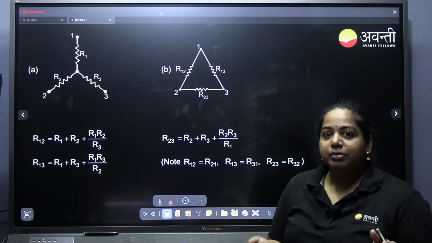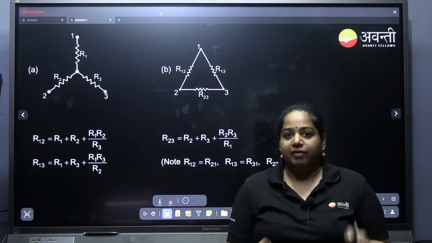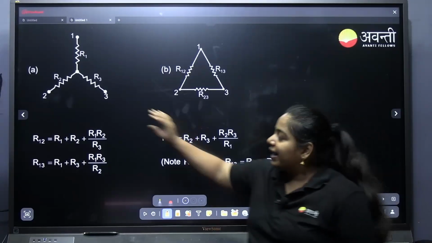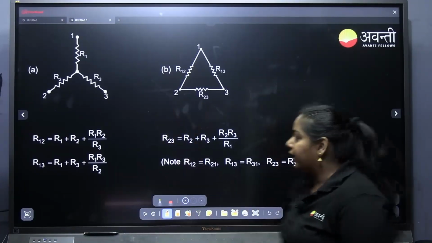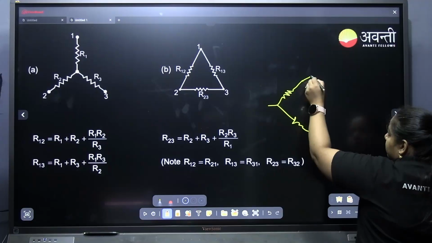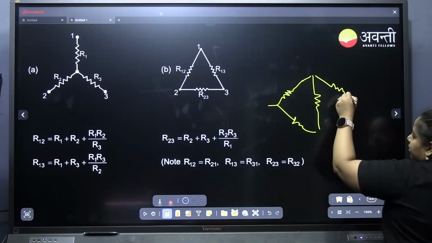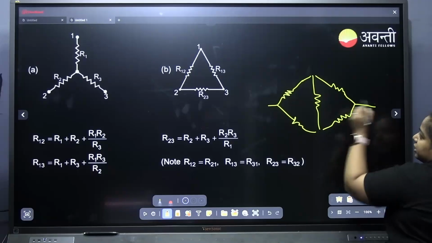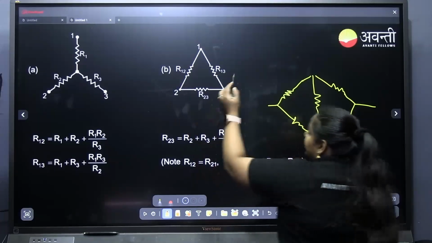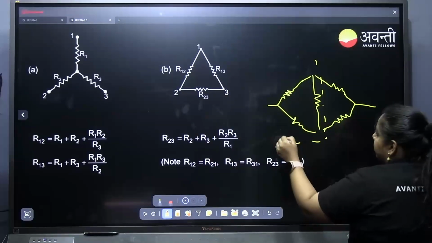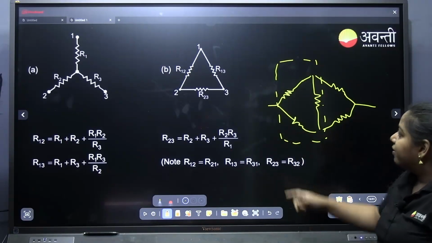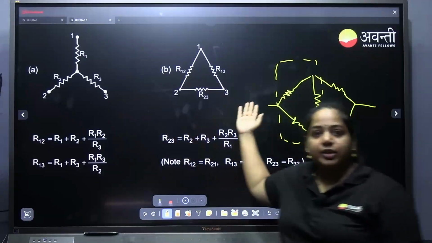नेक्स्ट इज व्हीटस्टोन ब्रिज अगर बैलेंसिंग कंडीशन में नहीं है. When the Wheatstone bridge is not in balancing condition, then how we will solve it? So that time we have to use this conversion. Okay, so just think like this. This will be our Wheatstone bridge and current will be passing through this branch. तो हम ऐसे करते हैं, इसको ऐसे डेल्टा ले लेते हैं. ओके, this area we will consider as a delta and we will convert it to star, or we can consider a star and convert it to delta.